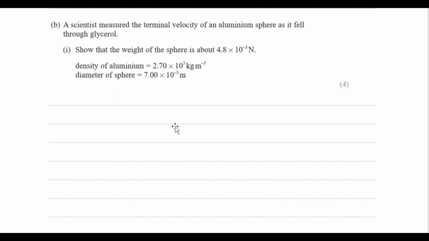Now, a scientist measured the terminal velocity of an aluminum sphere as it fell through the glycerol. Show that the weight of the sphere is about 4.8 into 10 to the power minus 3 Newton. Density of the aluminum is given 2.70 into 10 to the power 3 kg per meter cube, and diameter of the sphere is 7 into 10 to the power minus 3 meter. Show that the weight of the sphere is about 4.8 into 10 to the power minus 3 Newton.